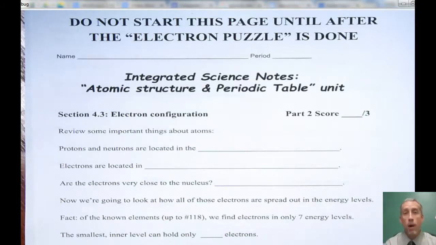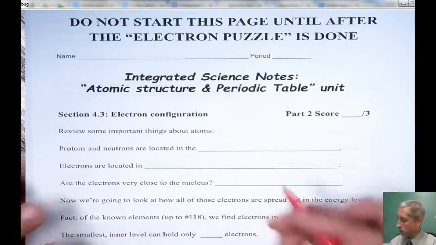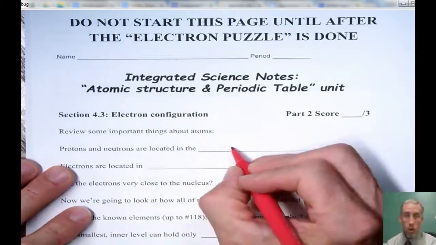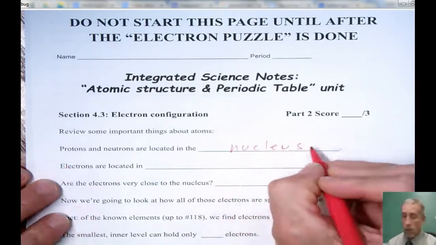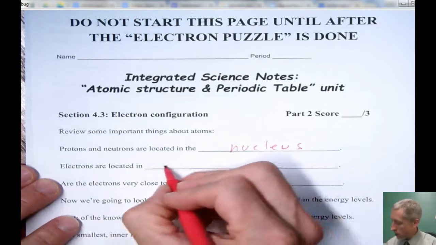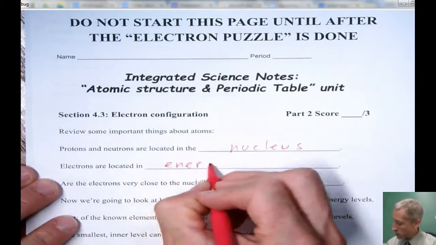So we described in the first part of the unit that they're located in these things called energy levels. And you can think of those as like orbits around the nucleus, where the nucleus might be like the sun in our solar system. So those are things that should be already familiar. For example, protons and neutrons, we said, are in the nucleus, and electrons are located in what's called energy levels.